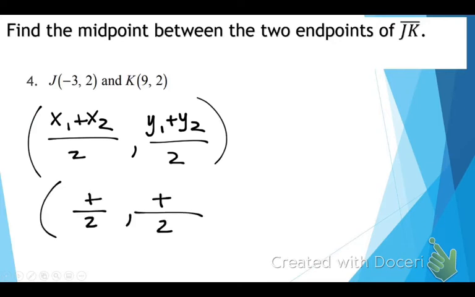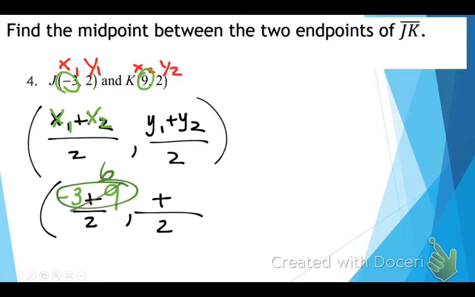Highly recommend, some of you do need to label your points. X1, Y1, X2, Y2. But basically you're going to add the x's, divide by 2, add the y's, and divide by 2. So what is the first x? -3. And what is the second x? 9. I'm just going to keep going with that. What is -3 plus 9? 6 divided by 2, which is 3.